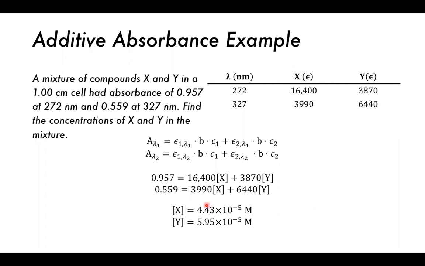So if we wanted to have this equation in terms of X, we'd subtract 6,440 times Y from both sides, and then divide through by 3,990. We would have X on its own, and so X could be substituted into this. This equation would then be totally in terms of Y, and we could solve it for Y. Then we substitute the value for Y into one of the equations, and we can get the value for X.